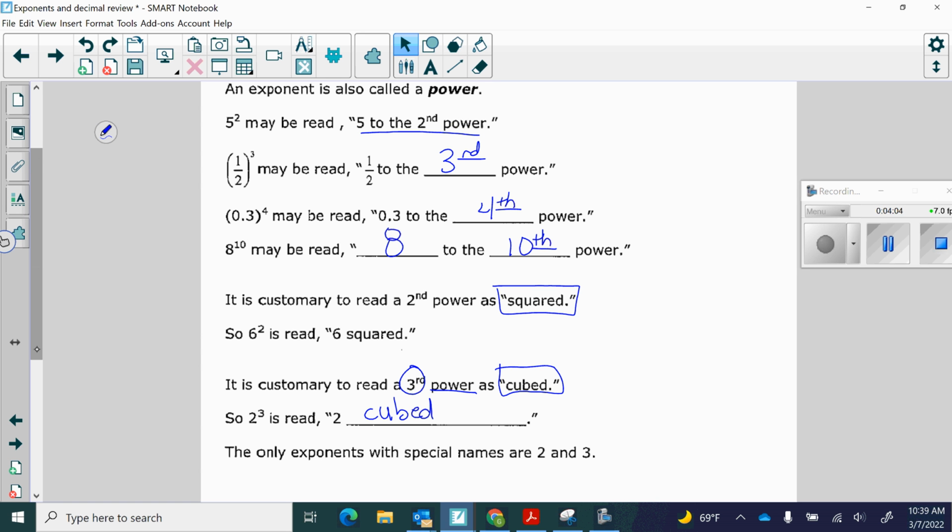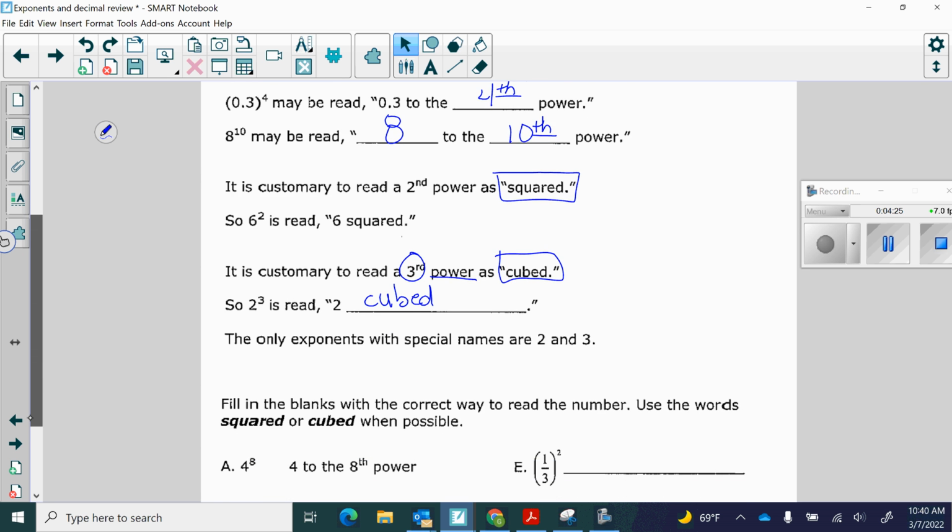Those are the only 2 that have special words. Okay? So when you see those, you won't say 6 to the power of 2, you will say 6 squared. Or 2 to the power of 3, you would say 2 cubed. Does that make sense?